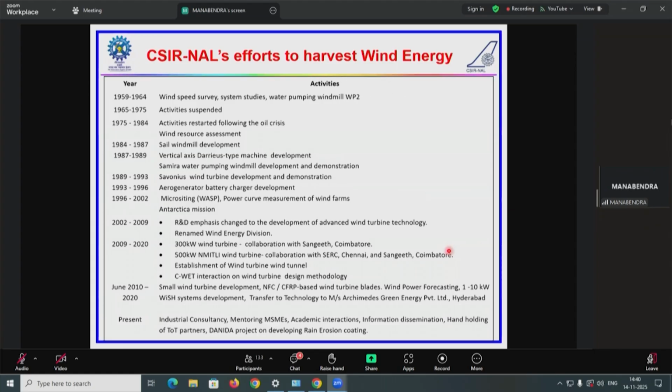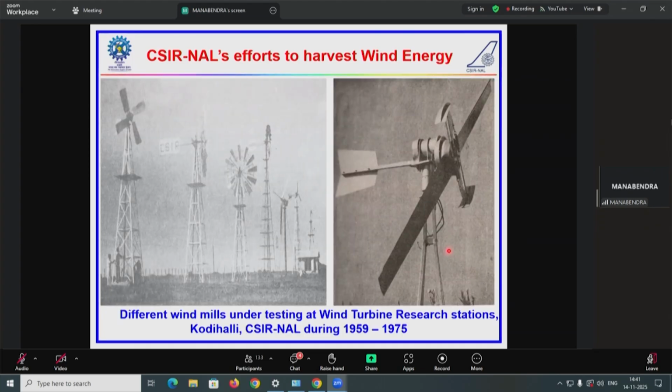Even though NAL is predominantly known for aerospace products and technologies, wind energy has been researched in NAL since its inception in 1959. This gives you a chronology of various activities at NAL related to wind energy harvesting from 1959 till the present time. So we'll have some picturesque view of these things.